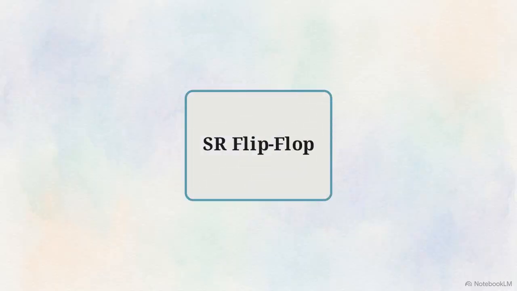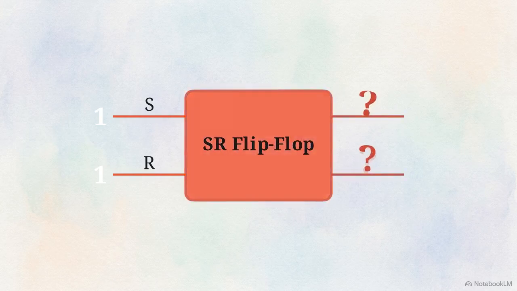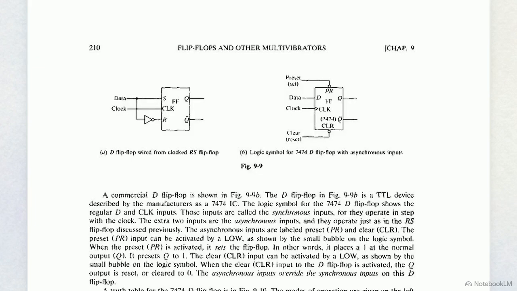Let's start with the SR flip-flop. Its biggest vulnerability is the forbidden state. If a circuit accidentally sends a high signal, a 1, to both the set and reset inputs at the exact same time, the outputs become unpredictable. This schematic shows how we fix that vulnerability. We tie S and R together into a single input called D, dropping an inverter right before R. Now, whatever enters S, the exact opposite arrives at R, completely eliminating the forbidden state.